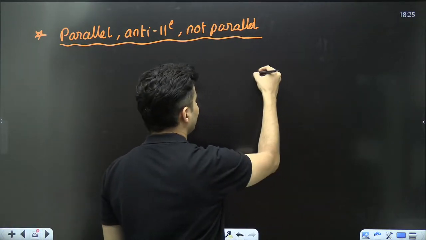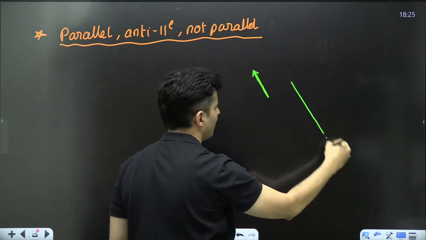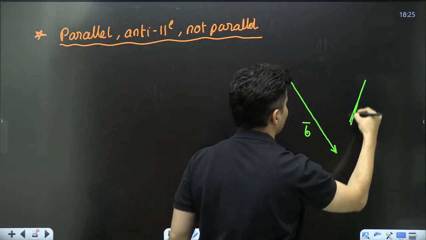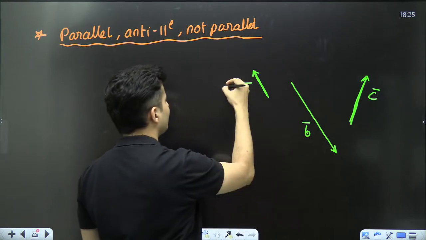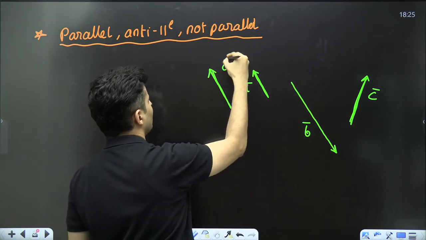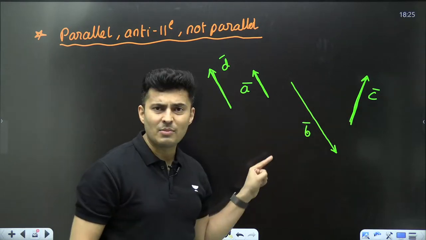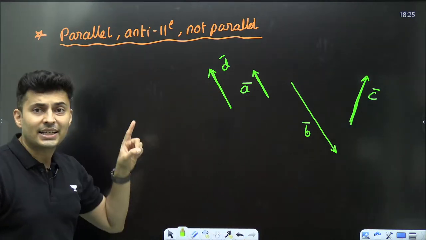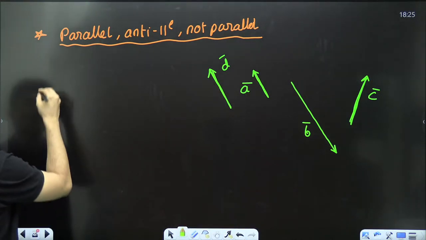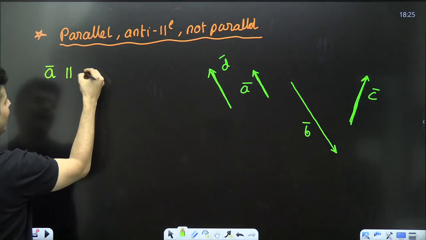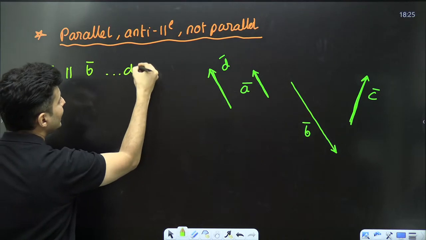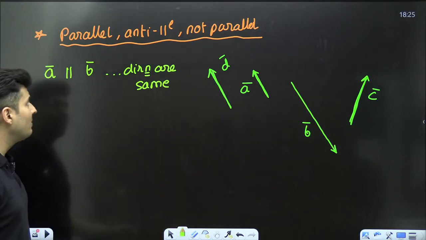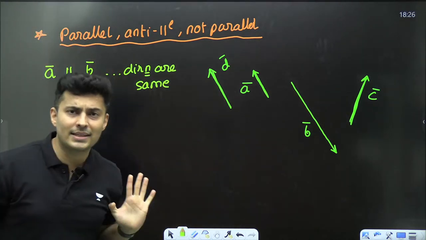Imagine, guys, there is a vector here like this. There is another vector over here like this. Let's say I call this A bar, this B bar, this C bar, and this maybe D bar. A bar, D bar, B bar, C bar. Okay, these are vectors. Out of this, my dear warriors, A vector and D vector are parallel to each other. That means directions are the same. Because the directions are the same, it is said to be parallel. Everybody gets this? Cool.